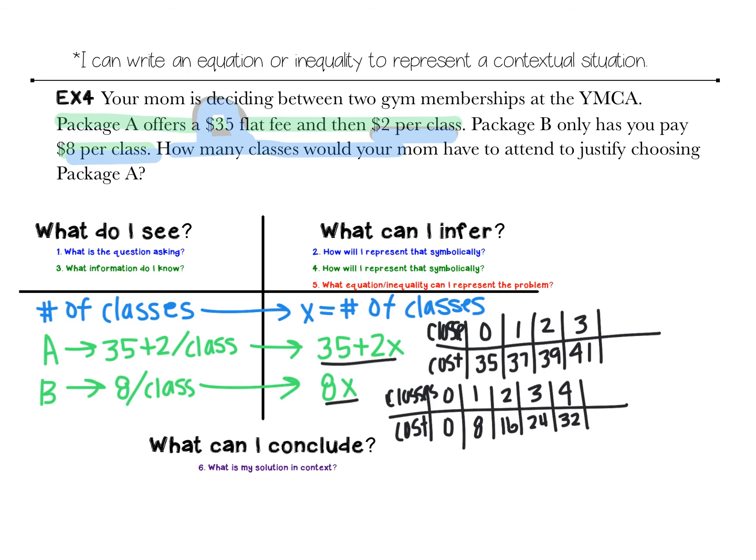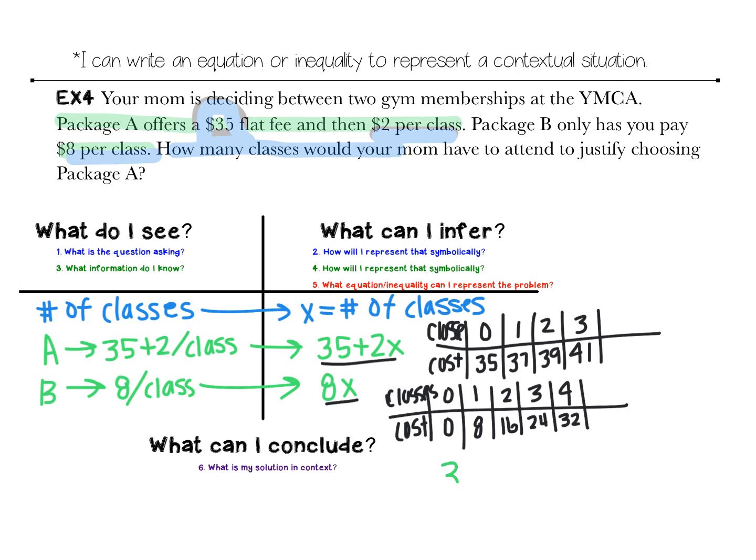So if you notice, this one, if I'm taking a few classes, is going to cost less. However, if I take a lot of classes, this one is going to end up costing less, because this one is going up by 8 each time, whereas this one has a rate of 2. So the question is asking, how many classes would your mom have to attend to justify choosing package A? So I need to find at what point they are going to cost the same. And any amount of classes over that, this one's going to be the better cost. So if I'm thinking about when they are the same, that means they're equal.